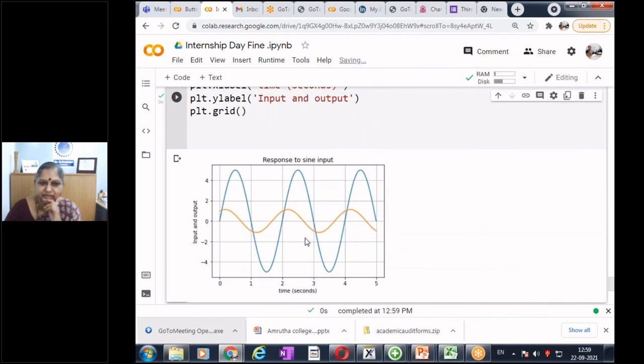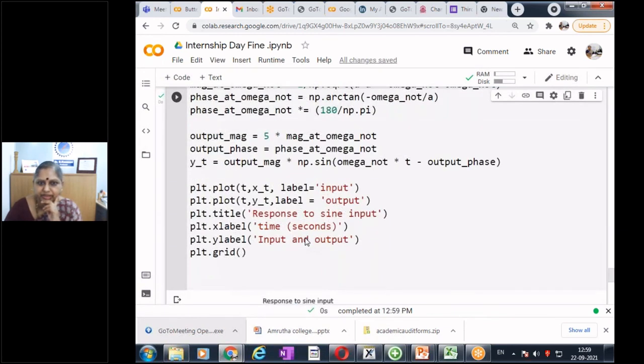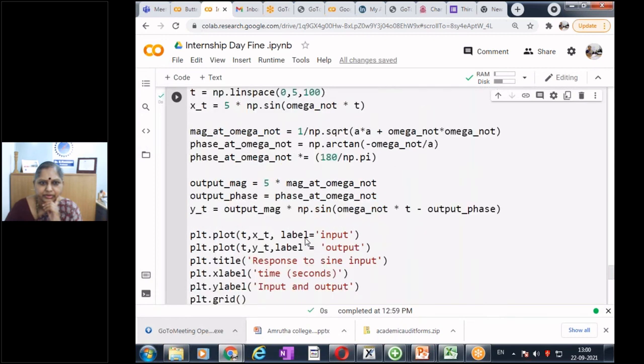I think there's something wrong. Did I go wrong here? Magnitude is 1 by square root of a square plus omega square. Oh, I have not put this 5. That's the problem. Correct. Yeah, I was wondering why. So because I have given a 5 here, now look at the input and the output.